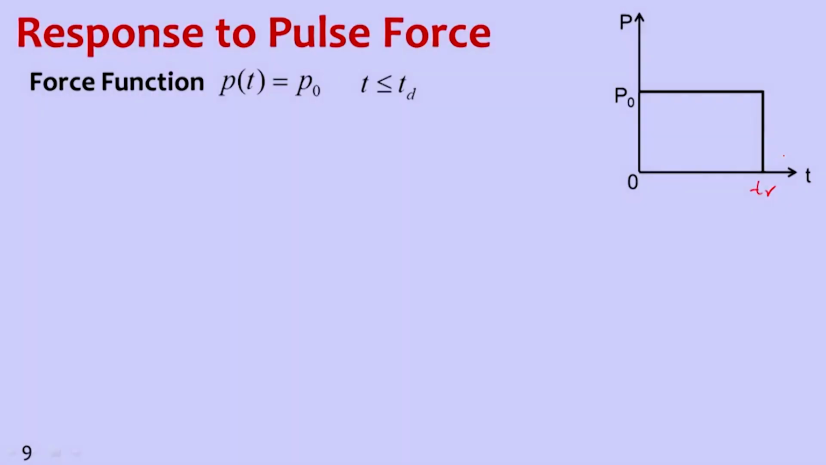The force function is P(t) equal to P0 for t less than or equal to Td, and P(t) equal to 0 when t is greater than Td. That means after this point it is 0. So the force looks something like this: suddenly it increases to P0, stays till Td, then comes down, and after that it is 0. This red one is the force.